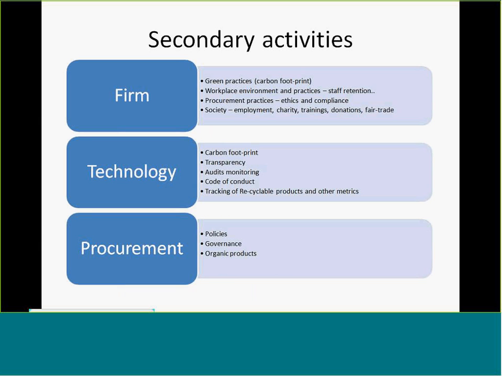Right. That's the primary, and the next one is the secondary activities. It's kind of repetitive, but in terms of organization, technology, and procurement. In terms of organization, green practices could be, as we discussed, carbon footprint, alternative energy resources, and work environment. Procurement practices: societies, employment opportunities, charity, training, donations, and fair trade. Right.